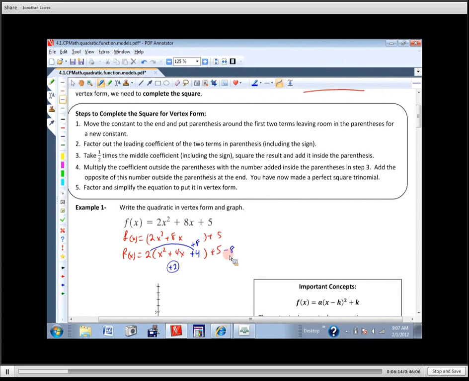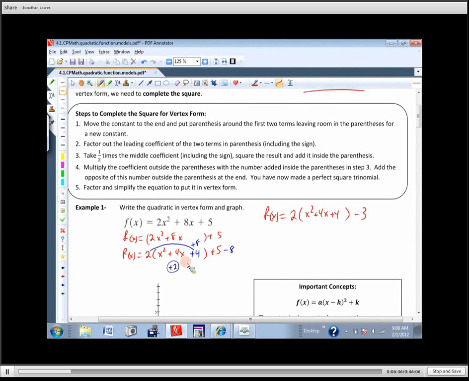Does that make sense? Okay, so here's what we've got. I'm going to change back to red. I've got f of x equals 2 x squared plus 4x plus 4, and this is going to be a minus 3. Is everybody okay with that? Okay, now I'm showing a little bit too much work.